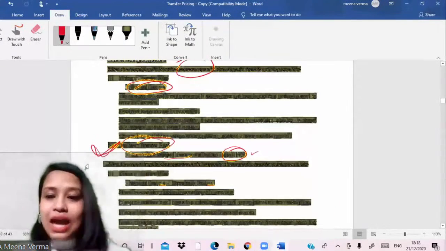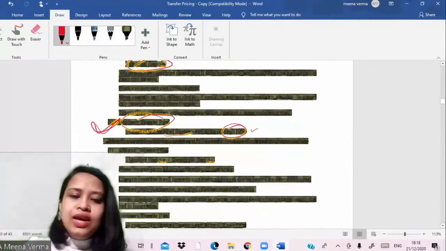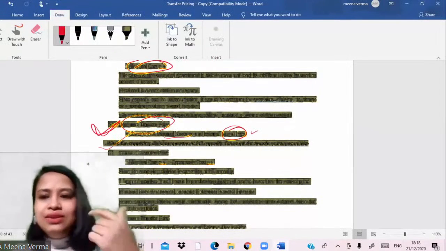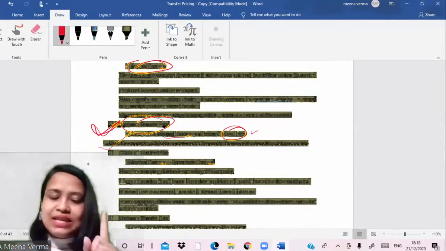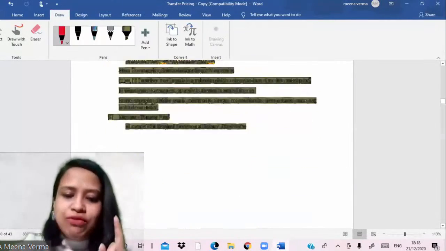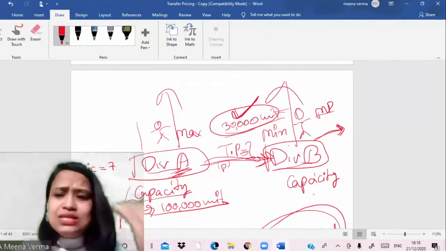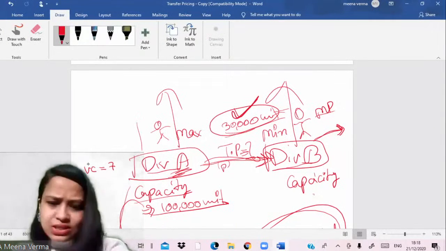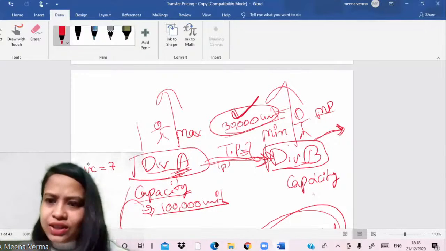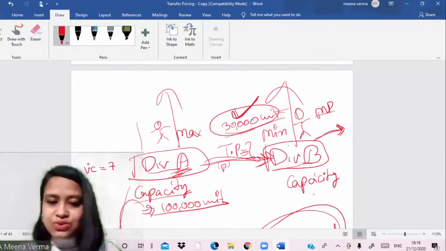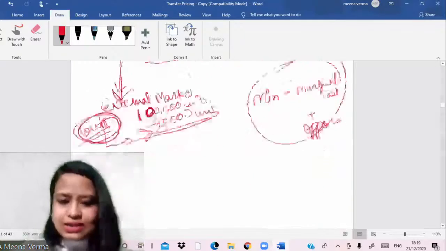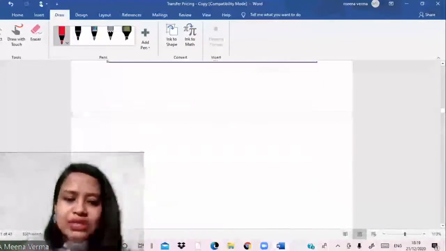You will consider the capacity of the business organization, and with the help of that you will find the minimum transfer pricing. But for maximum transfer pricing, you have to consider more things: the price at which you can sell your product to the external market. Considering that, you will find the maximum transfer pricing. For that, we will consider an example. I hope it is clear to all of you.